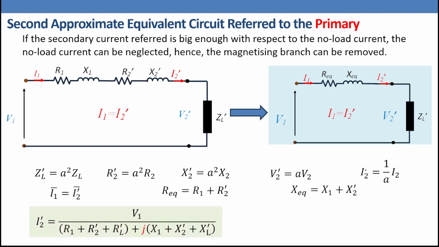As a calculation, I2 dash equals V1 over the total impedance, if we know Z load dash. So V1 over R1 plus R2 dash plus R load dash plus j times X1 plus X2 dash plus X load dash.